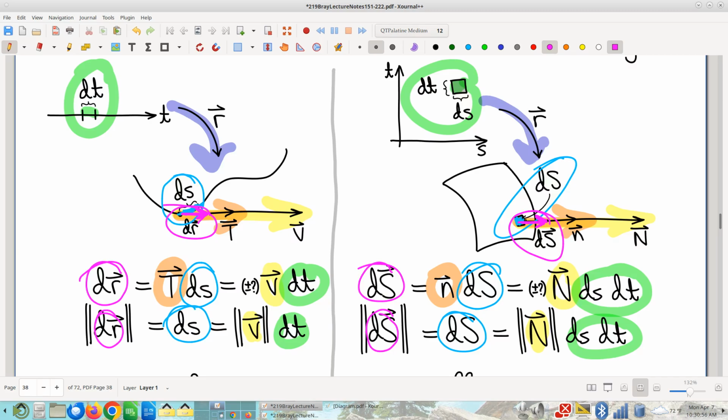The dr vector points in the direction of the orientation, and its magnitude represents the size of the piece of curve you're talking about. The ds vector, exactly the same thing. It points in the direction of the orientation from your parameterization. And its magnitude represents the size, in this case area, of the little piece of surface this time that you're looking at.